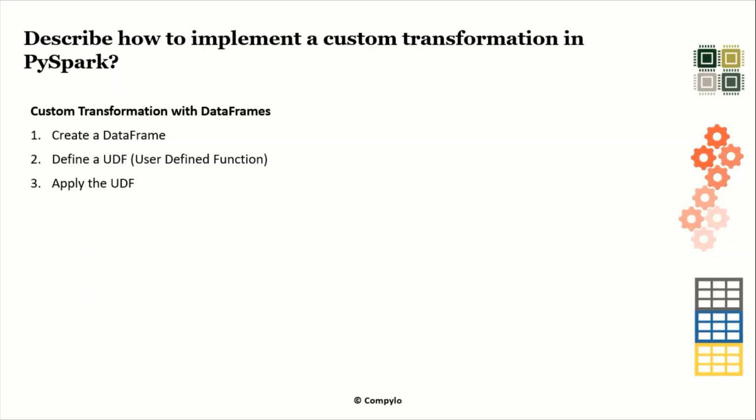The next question is, describe how to implement a custom transformation in PySpark. Implementing a custom transformation in PySpark involves creating a function that can be applied to the data within an RDD, that is, a Resilient Distributed Dataset, or a DataFrame.